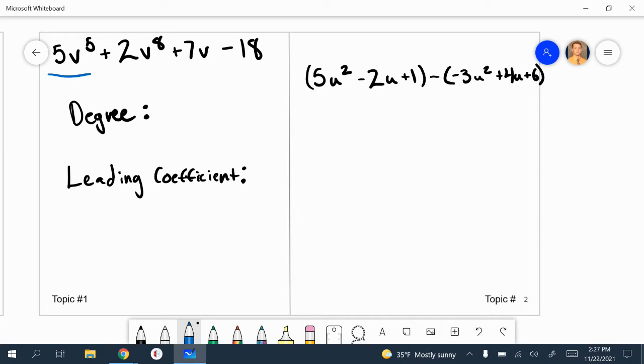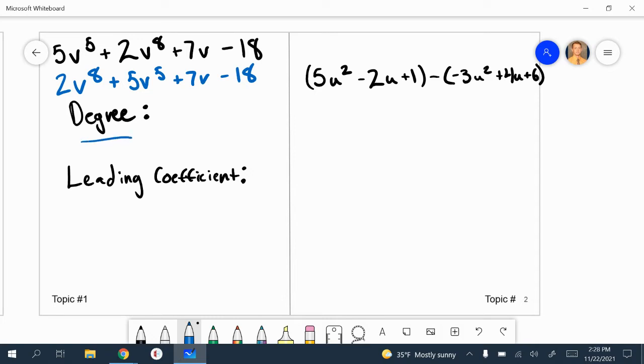I'm going to order those first before we get into what I'm talking about next, but it should look like this. We have 2v to the 8th plus 5v to the 5th plus 7v minus 18. That's the way it should look, because when we want to order our polynomials, we put the highest exponent in front. Then basically that's what this question is asking us. It's asking for the degree.